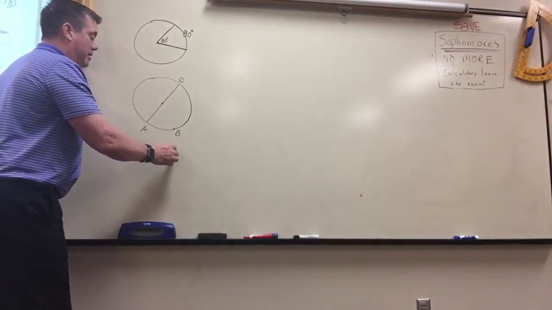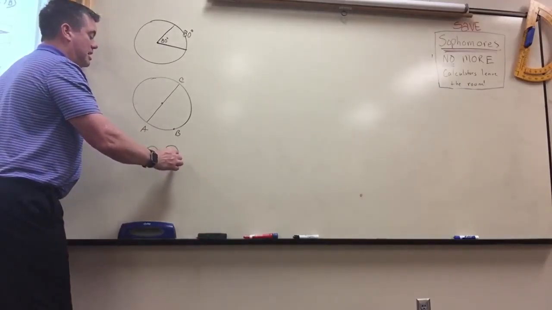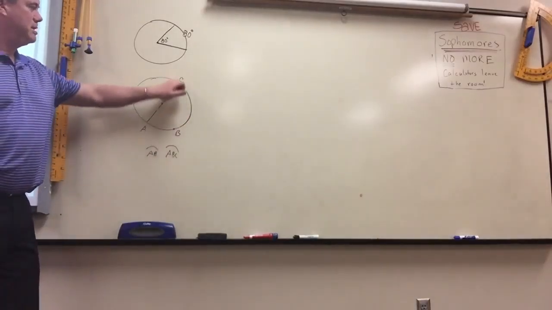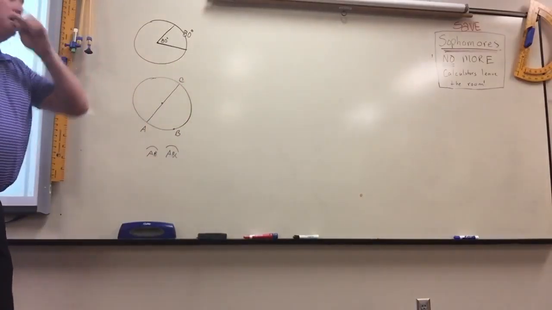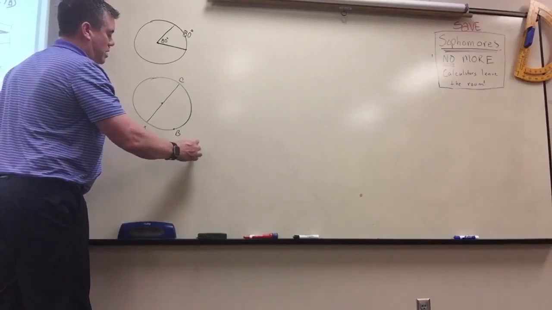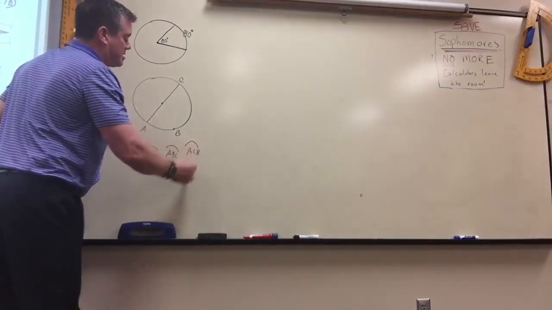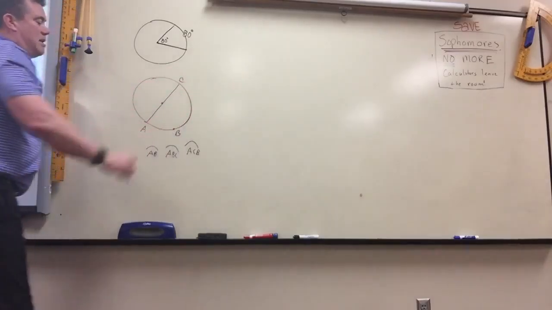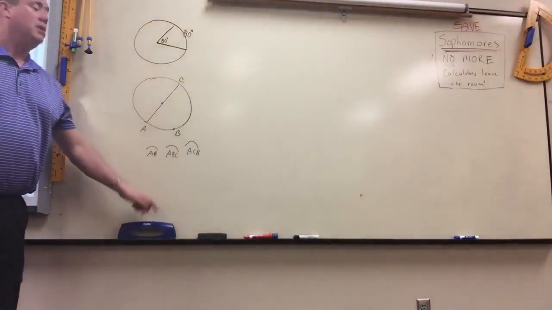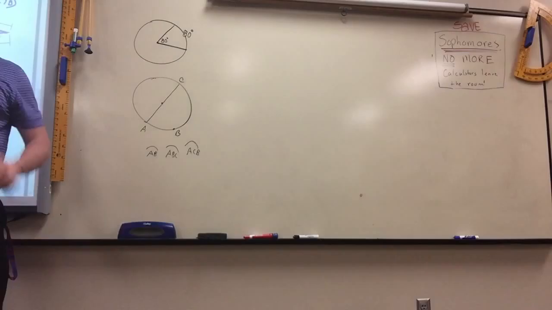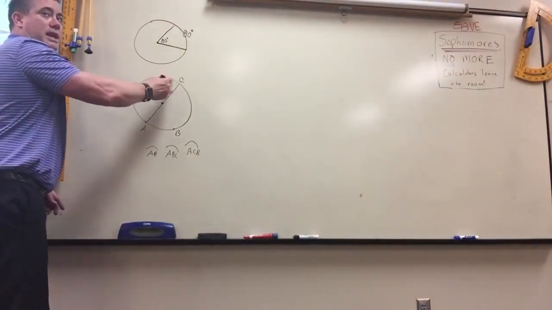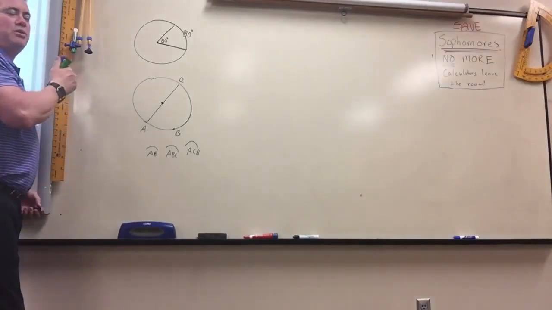If there's 3 letters, arc ABC, that's a semicircle. Start at A, go through B, stop at C. If I did it this way, arc ACB, that's a major arc because you start at A, go through C, and stop at B. Okay? Now the one thing you should always look for in a picture is if there is a diameter, then it's 180 and 180. Okay? So remember those.